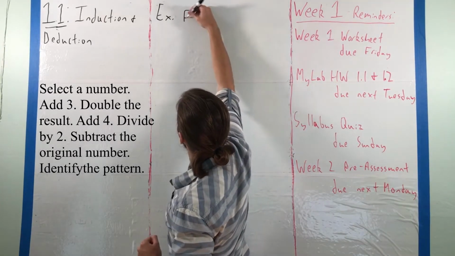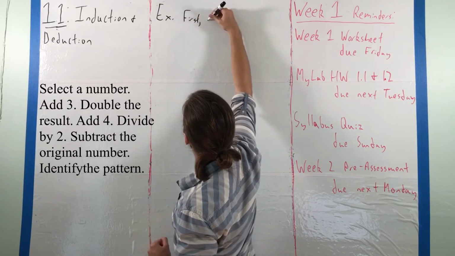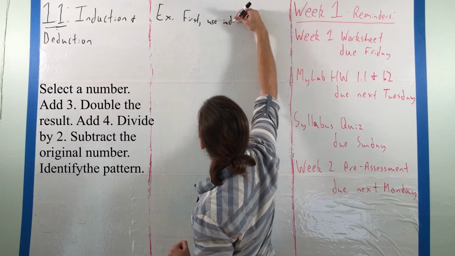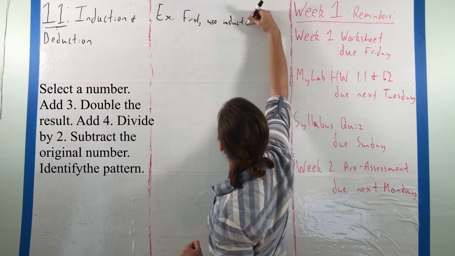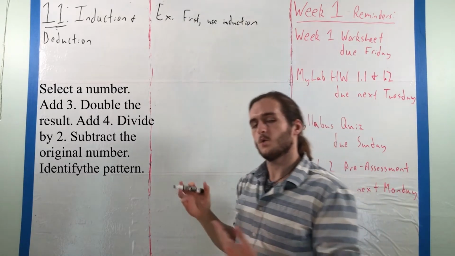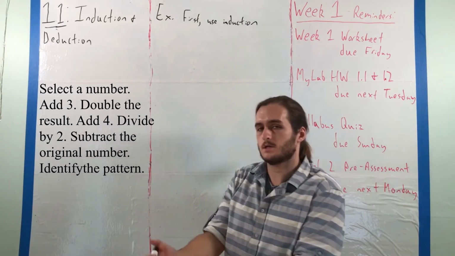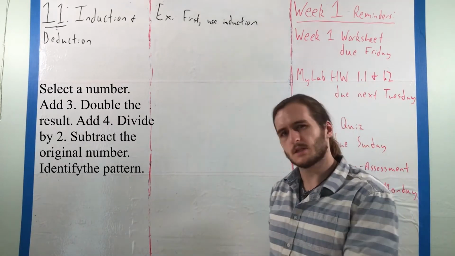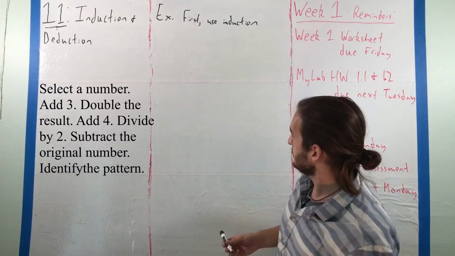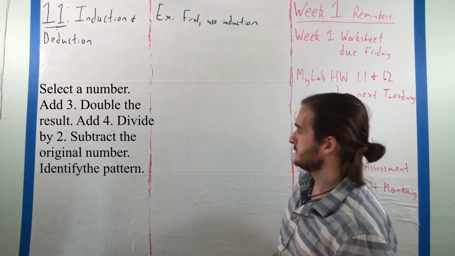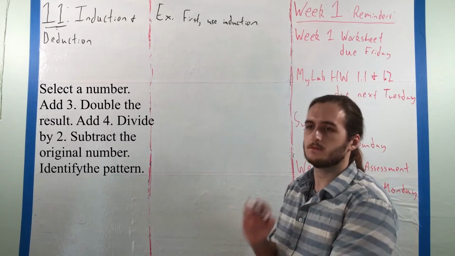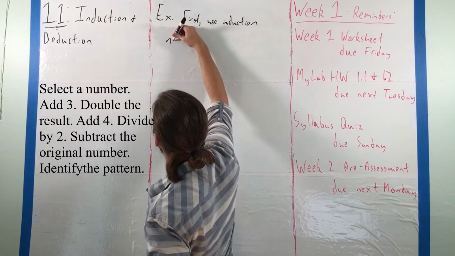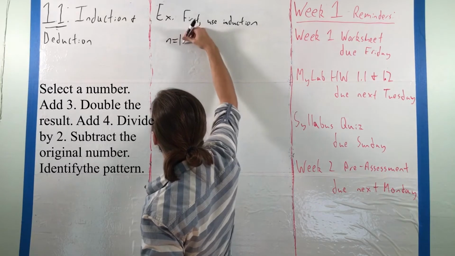First, what we're going to do is use inductive reasoning. We're going to think about what might happen generally by looking at some specific cases, by throwing in some specific numbers and seeing what happens. So let's take a specific number, and I'll denote our specific number with n. Let's look at n equals 1.